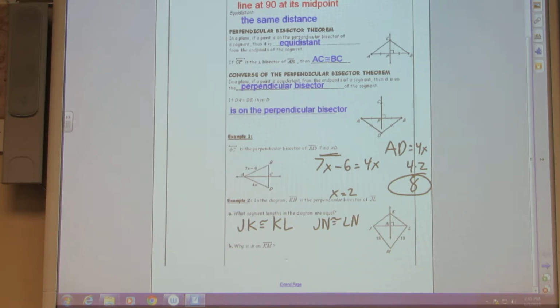JN and NL have to be equal, and then JM and LM would also be congruent because they're both labeled as 13. And that is B. Why is M on KM? It is because JM and LM are both 13. So based on our converse of our perpendicular bisector theorem, M has to be on that line.